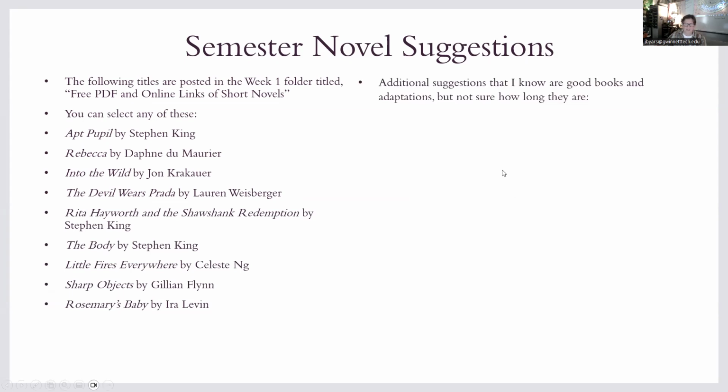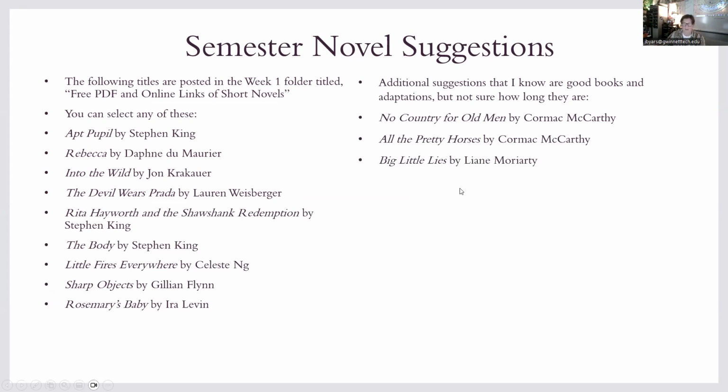These are some additional suggestions that I know are good books and good adaptations, okay? But I'm not sure how long they are. These are all around 300 pages, so you could realistically just read 50 pages a week and finish those. These ones are just good in general. No Country for Old Men and All the Pretty Horses, both by Cormac McCarthy. Big Little Lies by Liane Moriarty, however you pronounce her name.